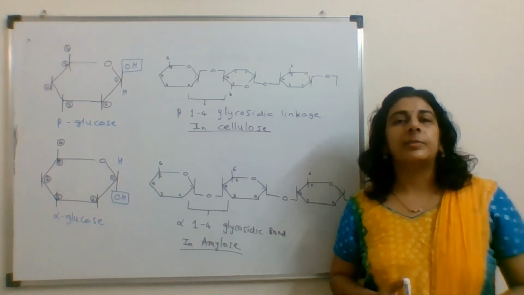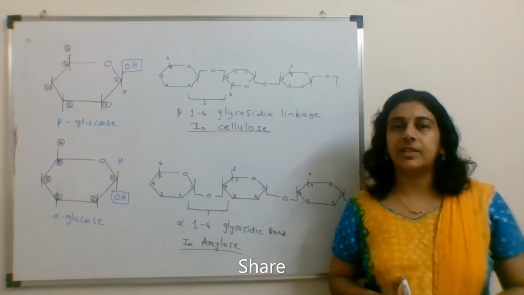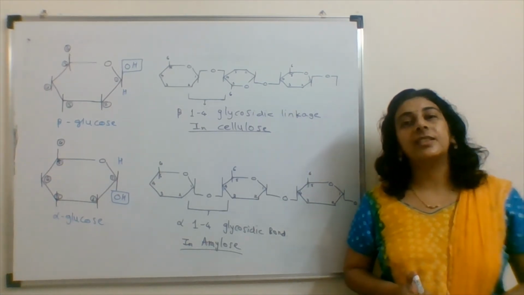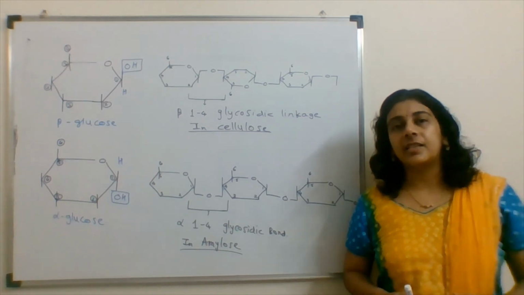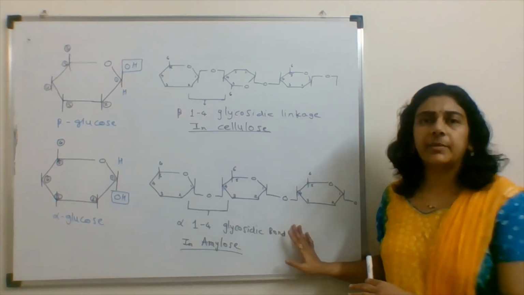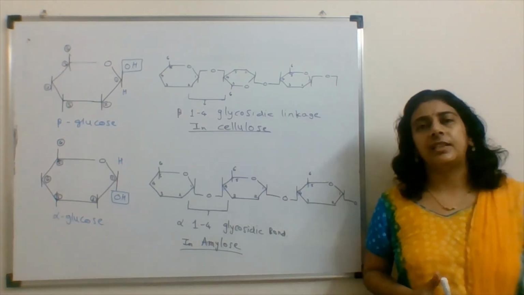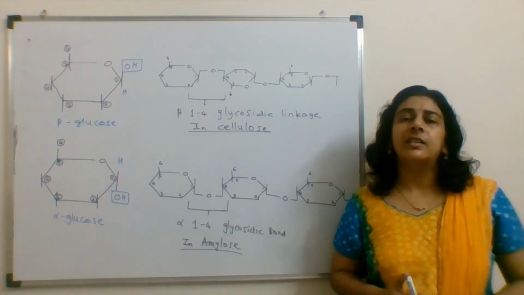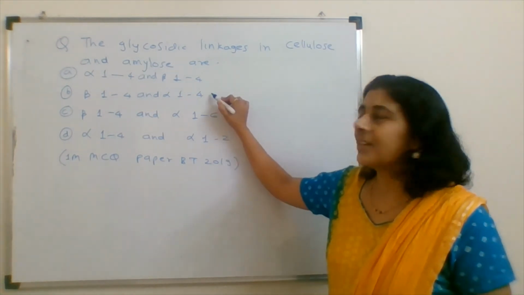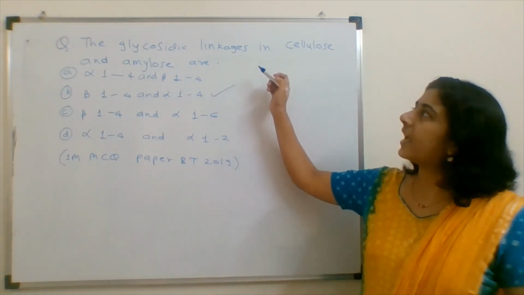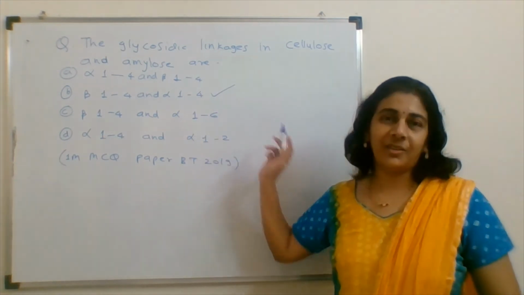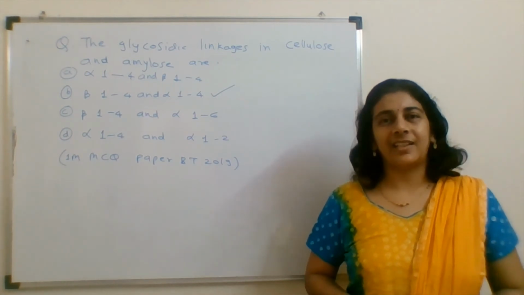Cellulose and amylose both are polysaccharides of glucose. Cellulose is present in the plant cell wall and amylose is a part of starch. If you remember, starch is made up of amylose and amylopectin. Out of that, the amylose is this one and amylopectin is another structure. They combinedly form the structure of starch. So the answer for this question is option B. That is, the glycosidic linkages in cellulose and amylose are beta 1,4 and alpha 1,4. This is the correct answer.